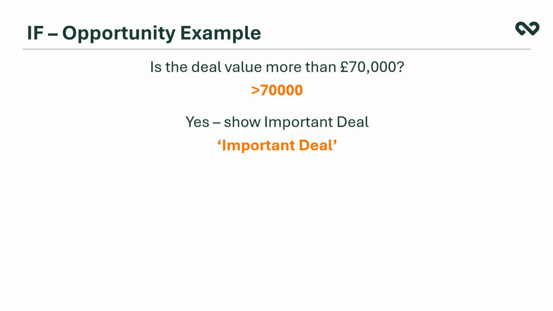If the deal is not over 70,000 and you don't want any sort of output, then you would have to put a null. Now, when we add these elements together, including the column in the report that we want to look at, you would get a formula that looks like this.